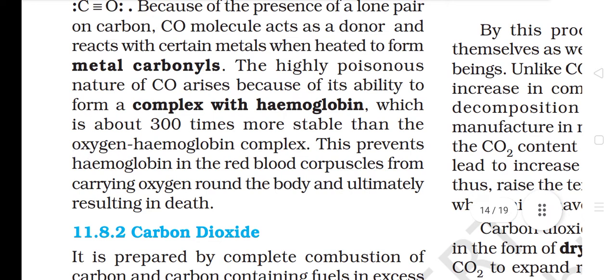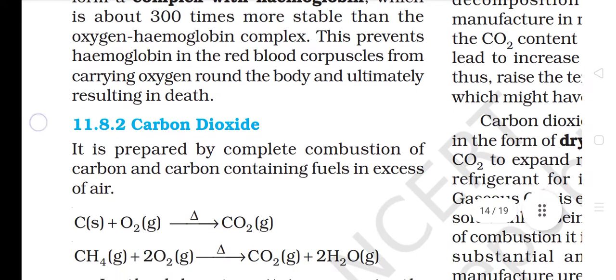The highly poisonous nature of CO arises because of its ability to form a complex with hemoglobin, which is about 300 times more stable than the oxygen-hemoglobin complex. This prevents hemoglobin in the red blood corpuscles from carrying oxygen round the body, ultimately resulting in death.